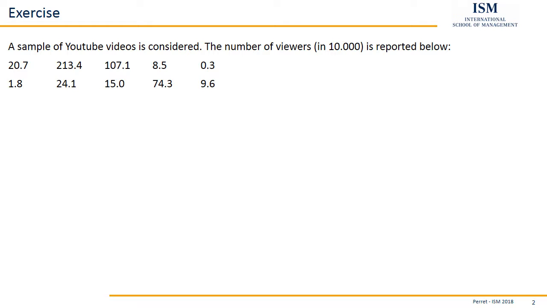A sample of YouTube videos is considered. The number of viewers in 10,000 is reported below. What should we do with this data set? Well, the exercise here is to calculate the median and the arithmetic mean of the data set.